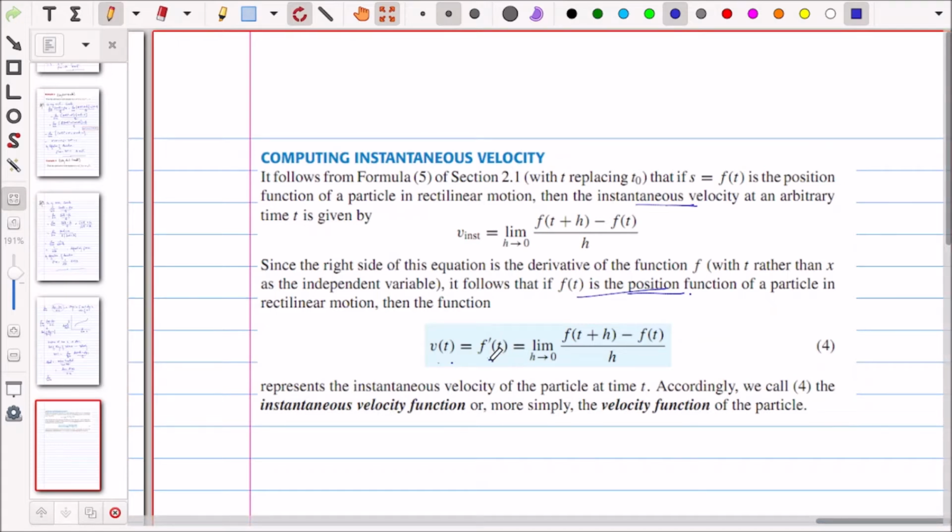ठीक है, कि किस टाइम पे क्या पोजीशन है वो फंक्शन को डिफरेंशिएट करोगे तो यू विल गेट द वेलोसिटी. ठीक है, और डिफरेंशिएट करना है टाइम के रेस्पेक्ट में. इज क्लियर? Yes, sir. सो इस तरह के क्वेश्चंस अगर so let us see a question, then you will understand it much better.